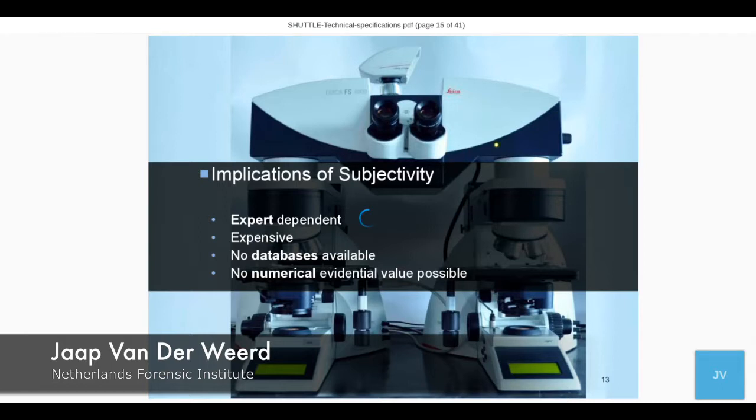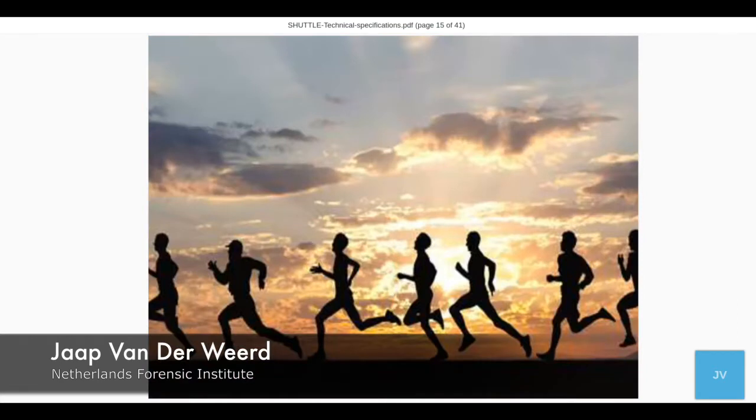I can make a nice comparison here in a running game, a running contest. You see all these people here, they're running at a specific pace, and our question is, of course, which one is the fastest? Well, of course, that's easy to see. The one you see on the left of your screen, this guy is the fastest. That's clear, that's easy, and that's basically what we would see in forensic science through a microscope.